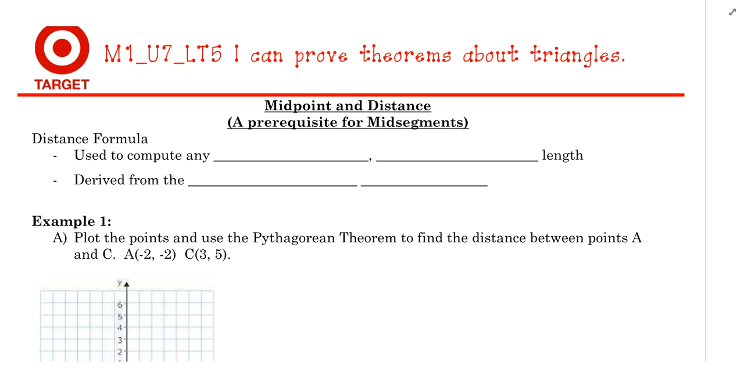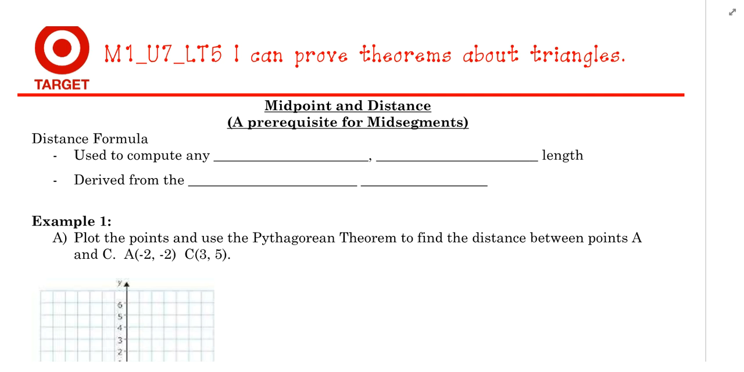Today we're going to be looking at a continuation of Unit 7, Learning Target 5, if I can prove theorems about triangles. We're going to be looking at the midpoint and distance theorems, or more closely just what are midpoints and how do we find a distance between points. This is a prerequisite that's going to come in handy on Tuesday when we learn about mid-segments.